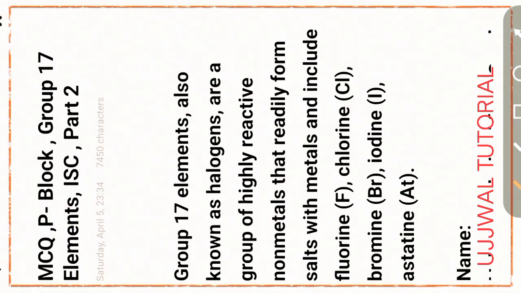Now, group 17 elements, also known as halogen elements, are a group of highly reactive nonmetals that readily form salt with metals and include fluorine, chlorine, bromine, iodine, astatine.